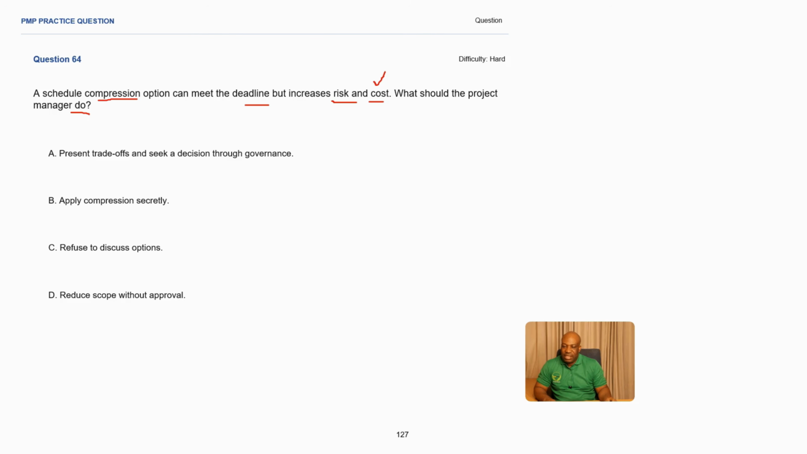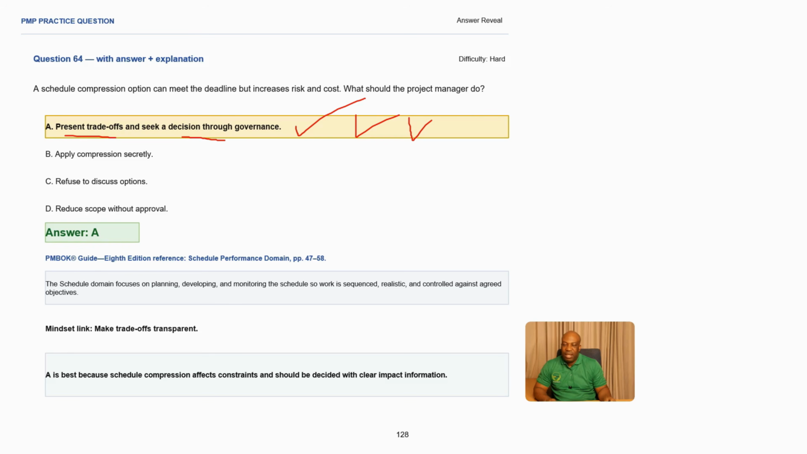A: present trade-offs and seek decision through governance. Okay, makes sense. Trade-offs here. Then apply compression secretly. As a project manager, everything should be transparent. So this one cannot be the answer. Refuse to discuss options. Don't reject anything in a project. Always be open to options. So this one cannot be the answer. Reduce the scope without approval. You don't just go and reduce the scope. It's the responsibility in a predictive environment of the sponsor and the users. In agile, it has to be done by the product owner. So making this one an incorrect answer. So the best answer here is A, which is to present trade-offs and seek decision through governance.